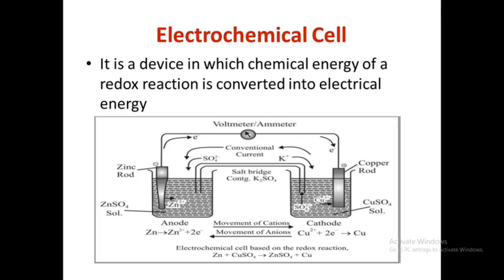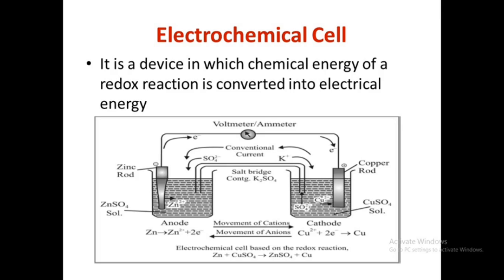I already told that when the zinc rod is dipped in zinc sulfate solution, then due to separation of charge, one potential is developed, which is known as electrode potential. In this case, the concentration of zinc sulfate is 1 molar. When the concentration of zinc sulfate is 1 molar, the electrode potential developed is minus 0.76 volt, and electrode potential means reduction potential. We will discuss this in a later part of this class.